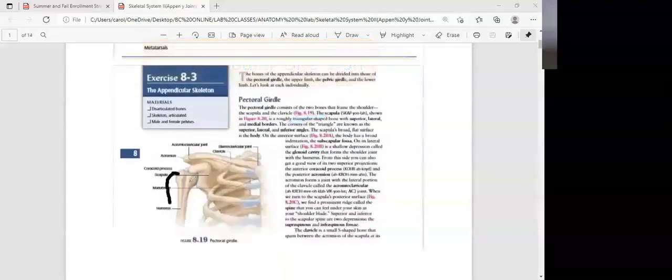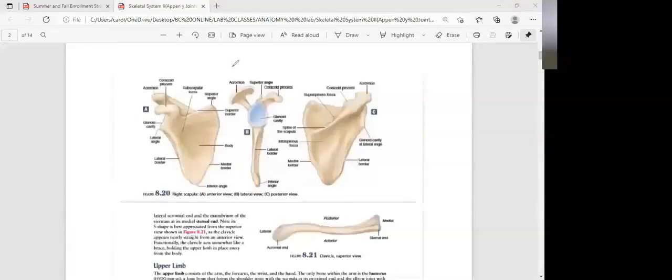We have this bone, which is the humerus. This is your scapula and your clavicle right there as well. We can see right here the scapula in 3 different views. This is going to be the frontal view, posterior view, and lateral view.